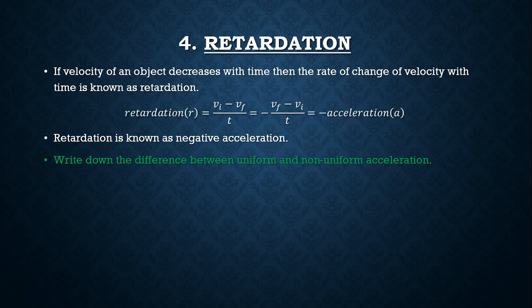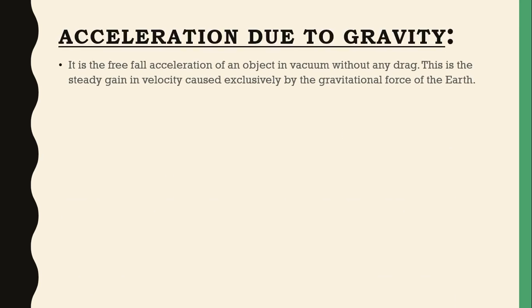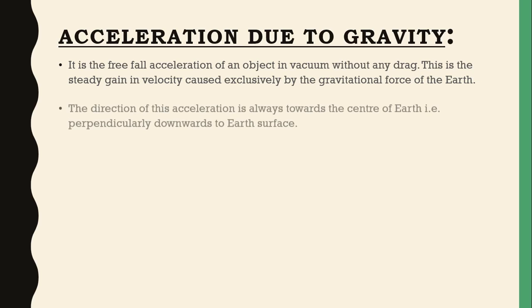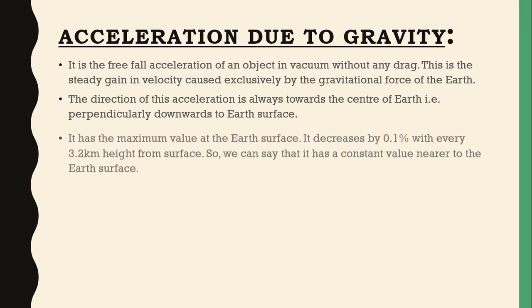Now, difference between uniform and non-uniform acceleration. Acceleration due to gravity. It is the free fall acceleration of an object in vacuum without any drag, that is, the steady gain in velocity caused exclusively by the gravitational force of the earth. The direction of this acceleration is always towards the center of earth, that is, perpendicularly downwards to the earth's surface.